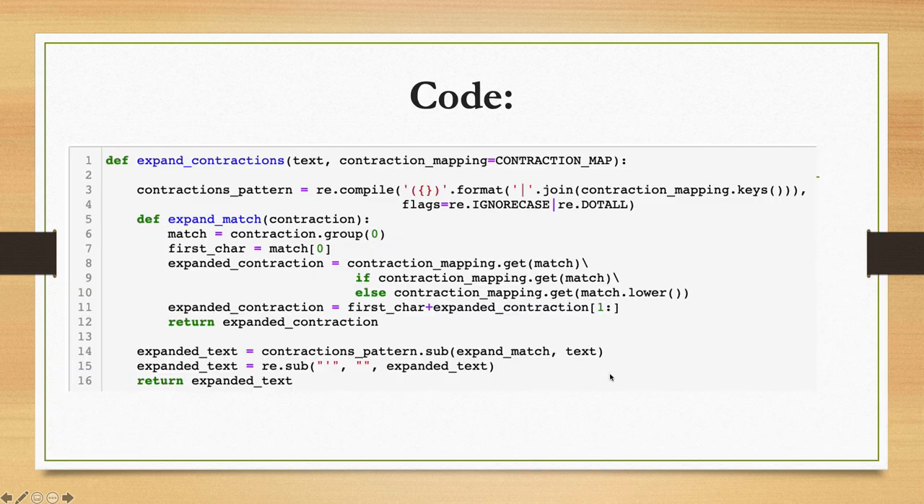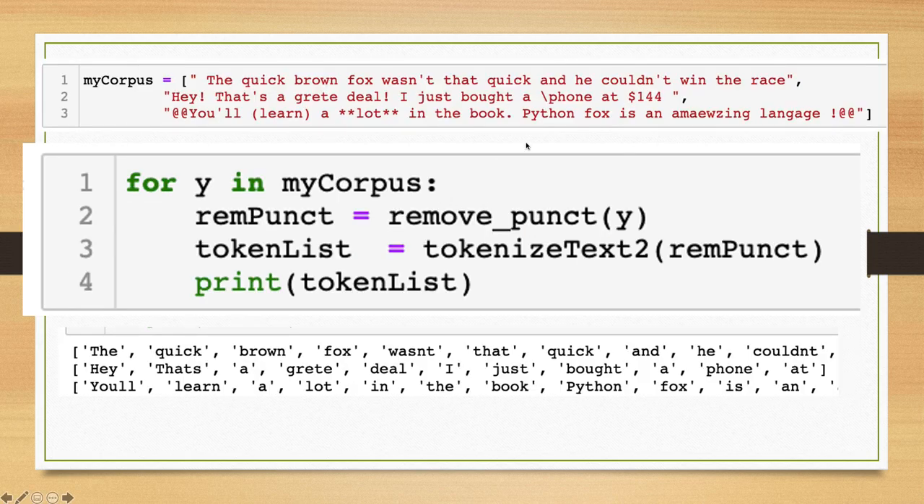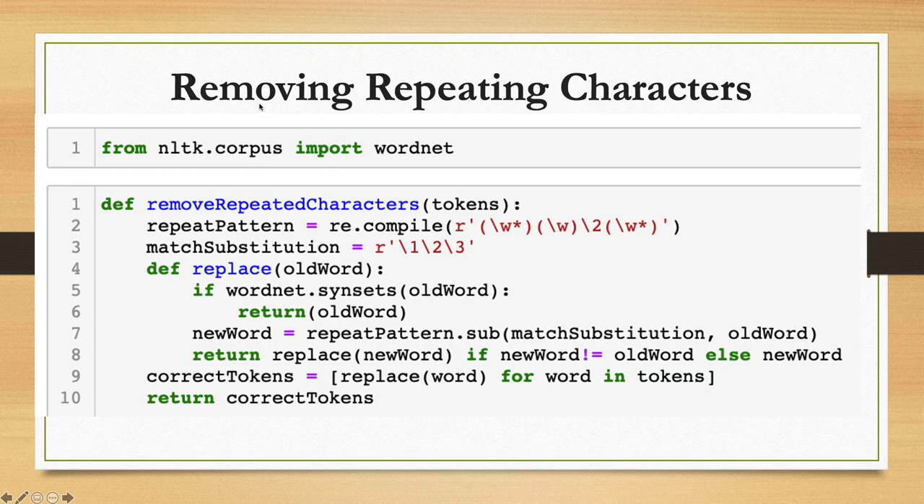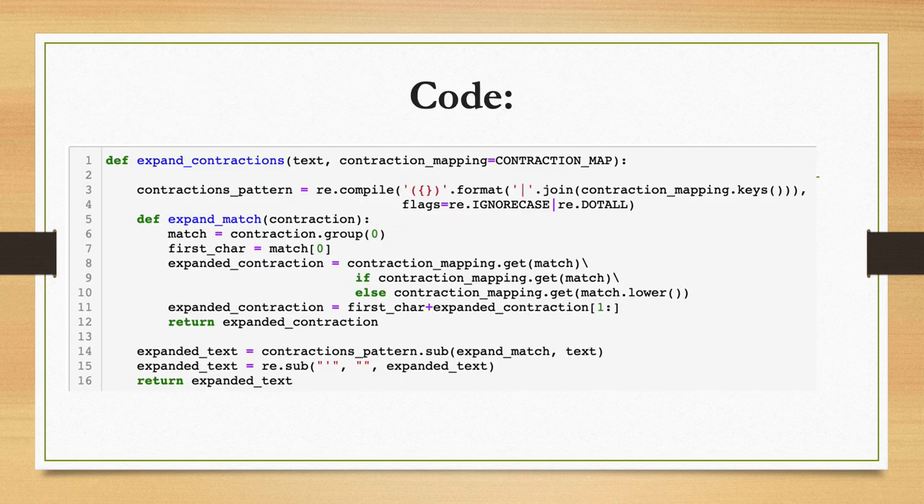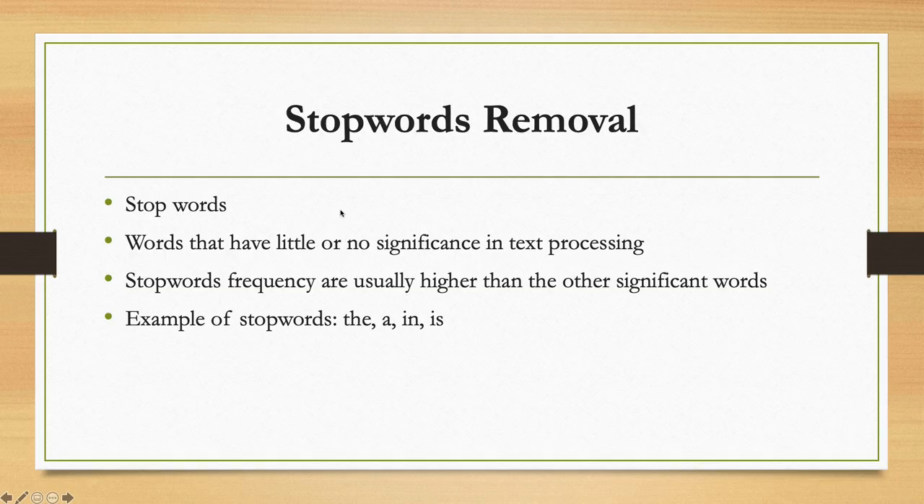Let's look at our corpus. This is the "wasn't", and then the dots. Now let's look at the expanded contraction. So the "was not", and then we already have here the "that is". That's how you expand the different contractions.